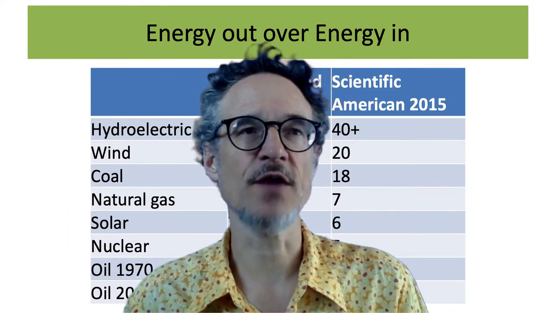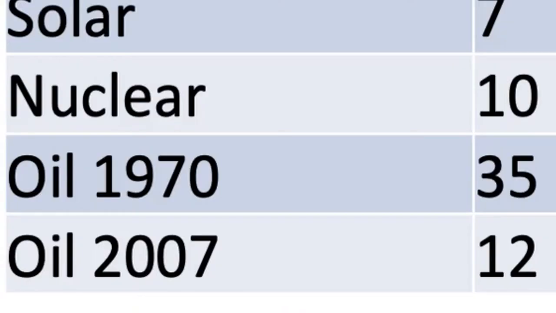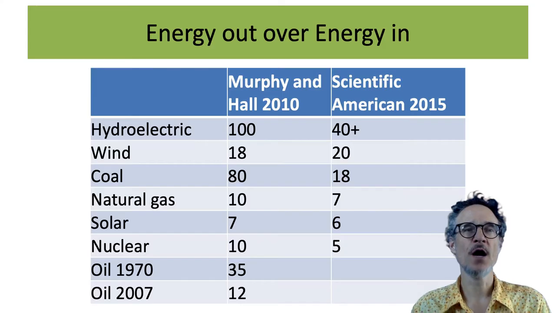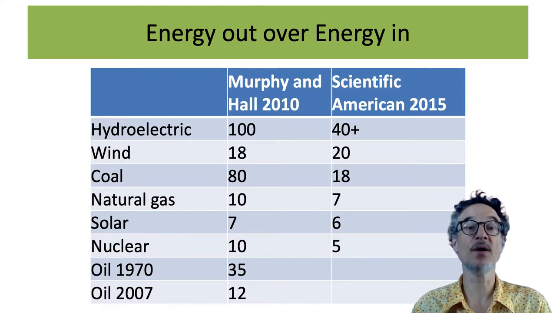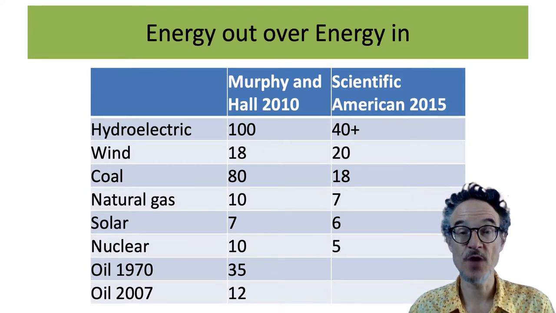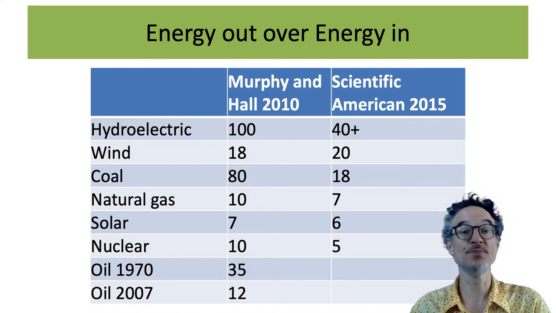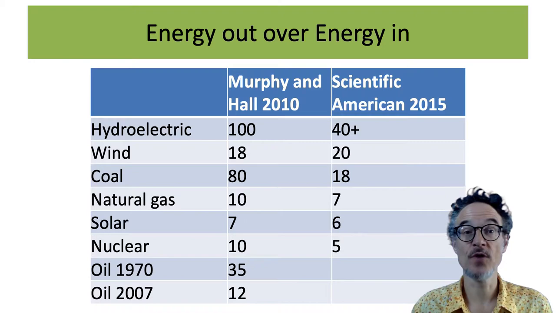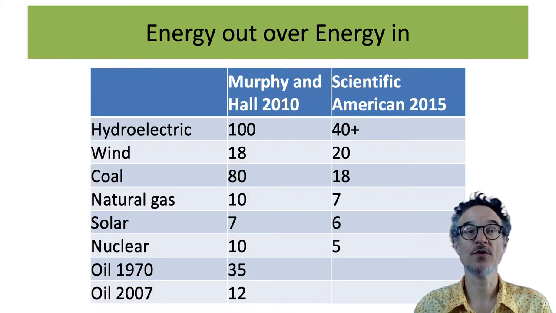it does take lots of energy to keep it running and to get that uranium. The next two, at the bottom of the table, are oil 1970 and oil 2007. And we can see that oil in 1970 was much easier to produce. And in 2007, it took much more energy to produce oil and to make an oil-powered power station.